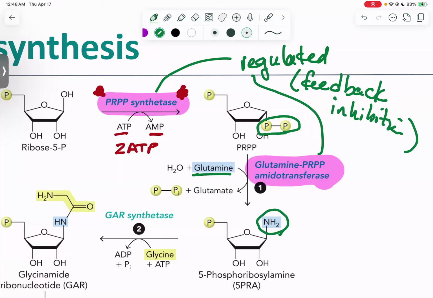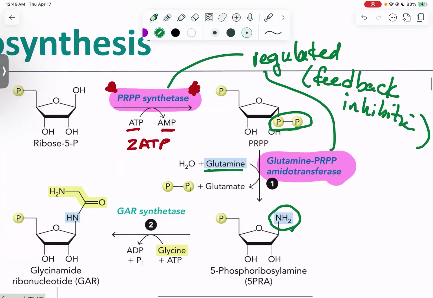And you think about this, when do I want to be regulating this pathway? I want to be regulating it early before I invest too much into it. So our first nitrogen, you have to know where it comes from. Our first nitrogen comes from glutamine, right? And that amine replaces our pyrophosphate that's on carbon 1.